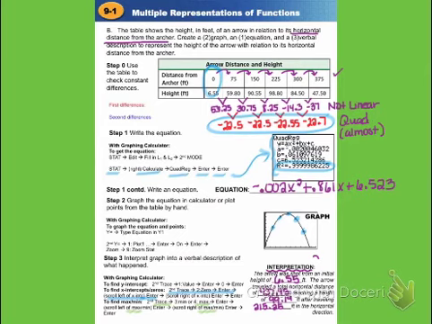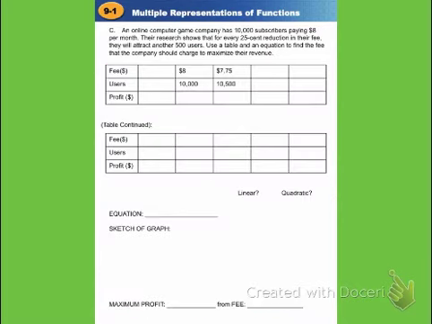So utilizing the functions on our graphing calculator, we can get a pretty exact interpretation of the situation here with this arrow and the path that it's traveling on. Let's go ahead and turn the page.